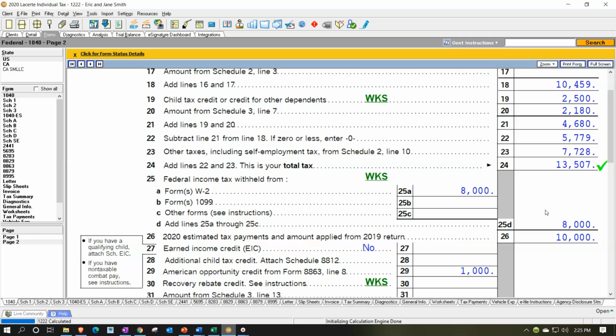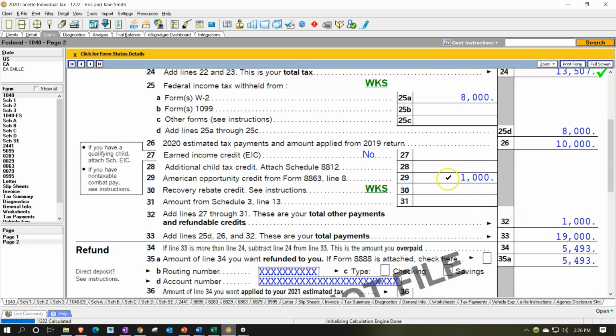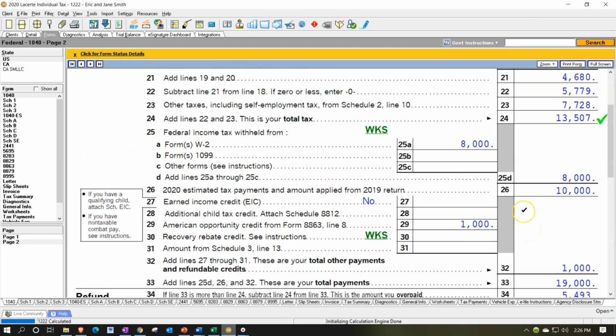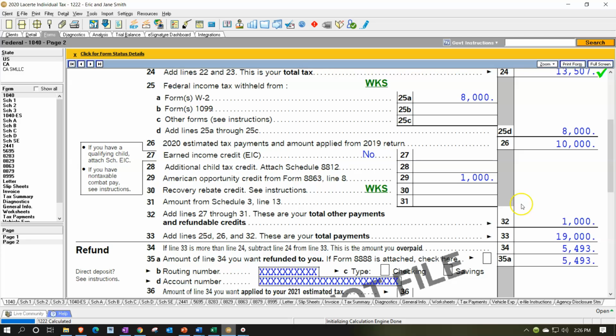13,507. Then we're looking at the payments and refundable credits side of things. So here's kind of like the tax after the non-refundable credits. Here's going to be the kind of refundable credits and the payments. 8,000 that was withheld from the W-2s, 10,000 from the estimated payments that we had on the Schedule C, 1,000 from the refundable portion of the education or HOPE credit, bringing us to the 19,000. The difference between the 13,507 total tax and the 19,000 payments and refundable credits is the 5,493 overpayment.